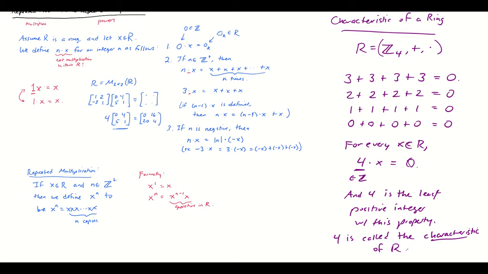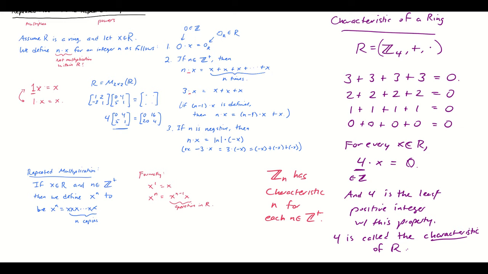We often use it with respect to fields. A field, again, is a ring where every non-zero element has a multiplicative inverse and the ring is commutative. Fields are interesting with respect to characteristics, but a ring that is not a field can also have a characteristic. In this case, the characteristic is 4. And in general, might as well state this now, Z mod n has characteristic n for each positive integer n. So just something to file away for later use.